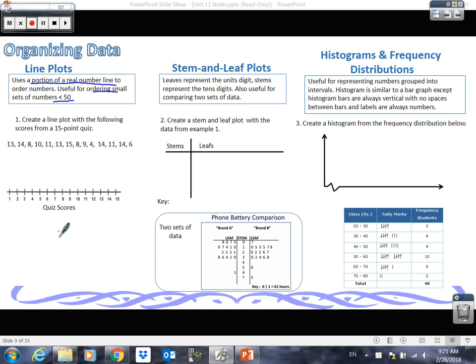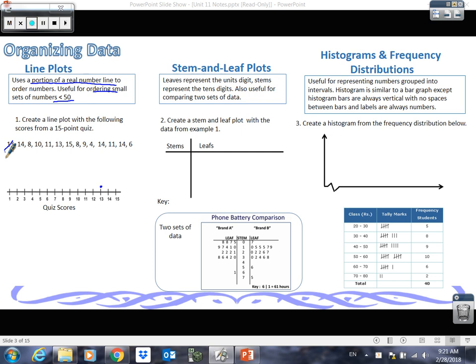So let's start. What we do is we take each number and we enter it as a point. So 13, I'm going to go over here above 13 and put a point, and I'm going to cross it off so that I know that I've done it. That just helps me. Do you have to? No, it's totally up to you.